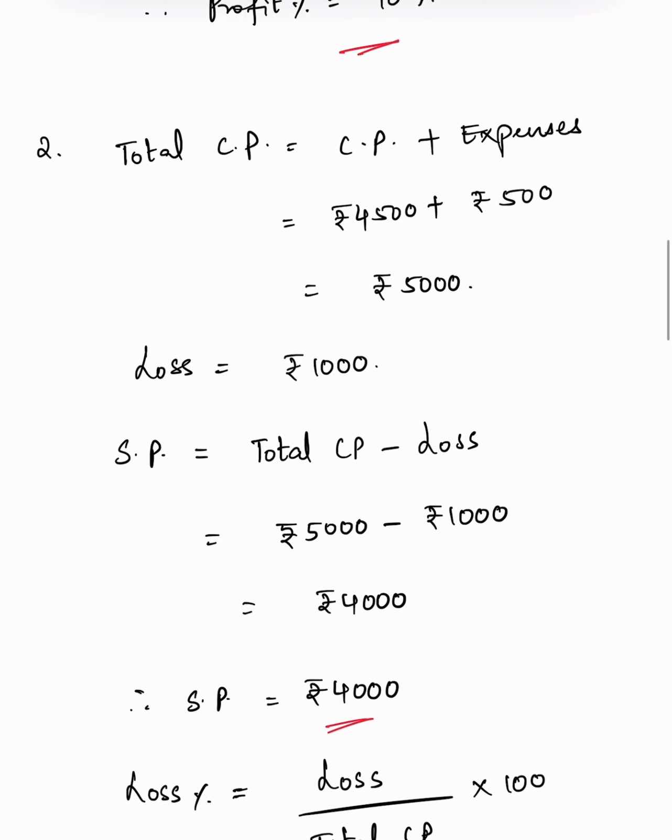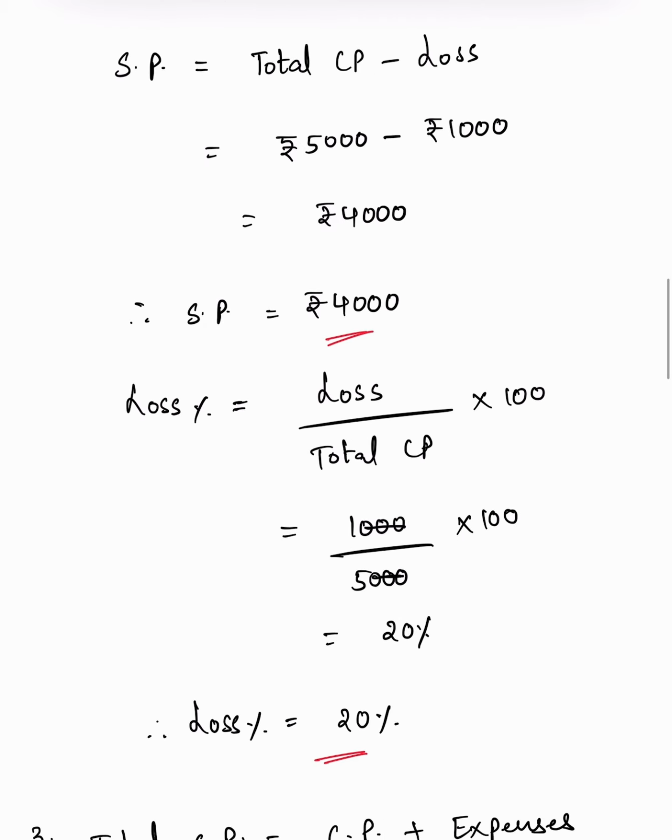Next problem, total cost price. Here again we have to calculate the total cost price because we have some expenses also. So cost price plus expenses, which is equal to 4500 plus 500, which is equal to 5000 rupees. The loss, as it is given in the problem, is 1000 rupees. So what is the selling price? Cost price minus loss, because when we have to calculate selling price based on loss, we have to subtract loss from the cost price. So 5000 minus 1000 is 4000, which is the selling price here.